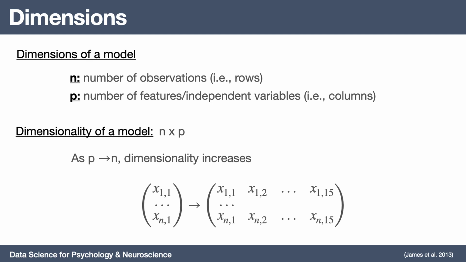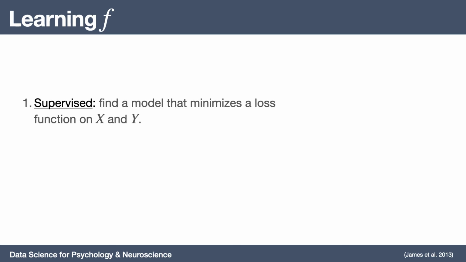So how do you learn this relationship between x and y? Let's say you have a reasonably low dimensional data set. How do you learn f? Well, you can learn f in one of two ways. Supervised methods, or supervised tools, find a model that minimizes a loss function on x and y. This is the type of learning we're going to be going over a lot in this class.